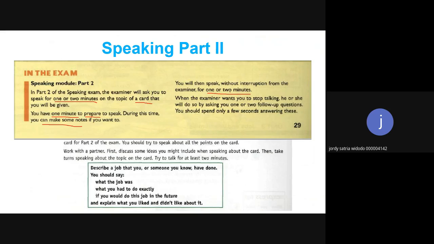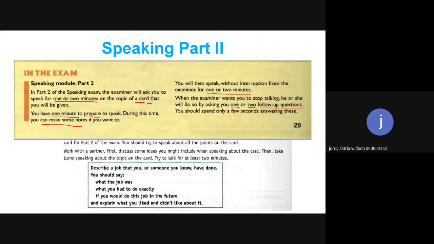After 2 minutes, the examiner will stop you. Stop your talking. And then if you still have many ideas, the examiner will ask you 1 or 2 follow-up questions in order to make you elaborate your story in this case.